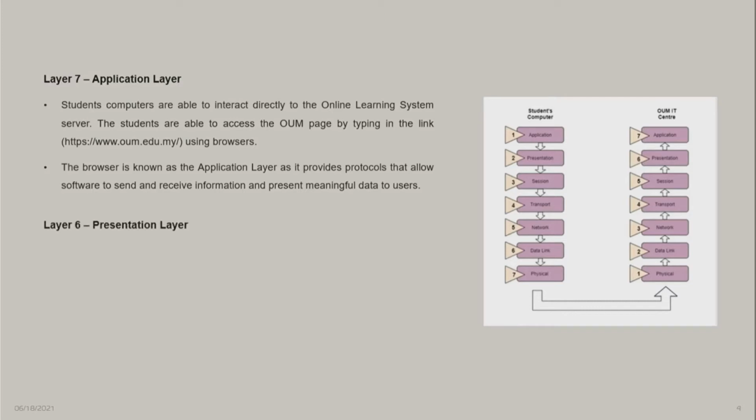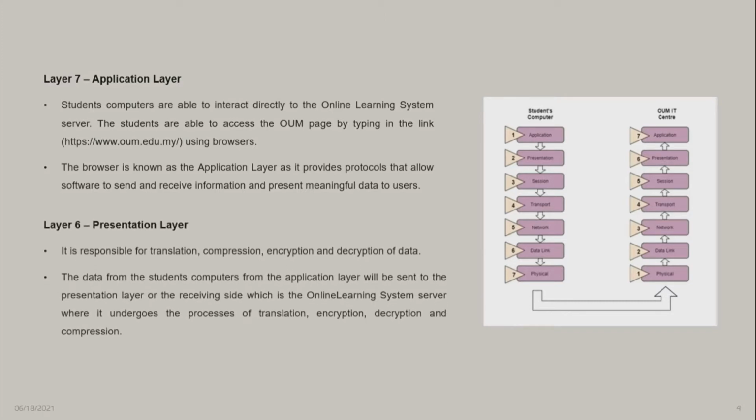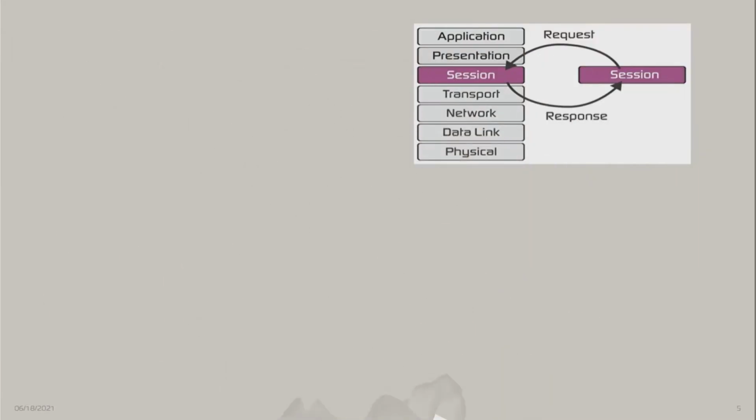The presentation layer is responsible for preparing the data to be used in the application layer. According to the given scenario, the data from the students' computers from the application layer will be sent to the presentation layer of the receiving side, which is the online learning system server, where it undergoes the processes of translation, encryption, decryption, and compression.